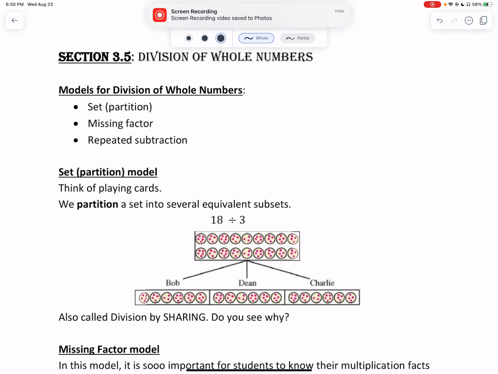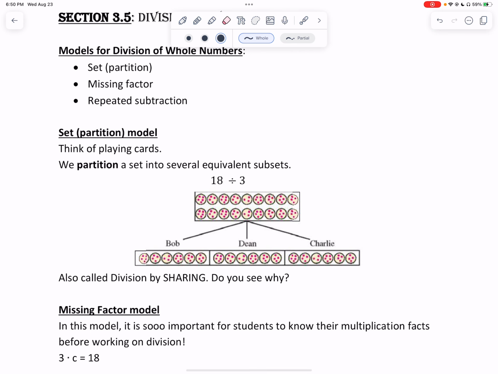So in this video, we are going to be dividing whole numbers. We're going to start off with modeling this division using the set model. It's also called the partition model, also the missing factor model, and repeated subtraction. When you think of a set model, it's also called division by sharing, okay?